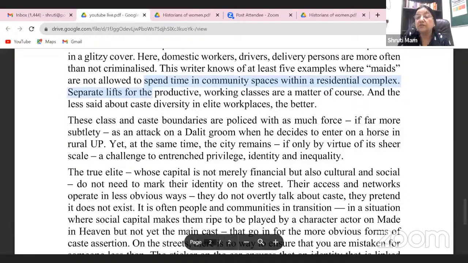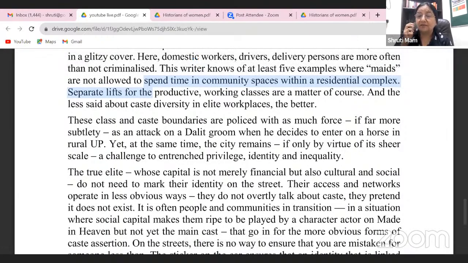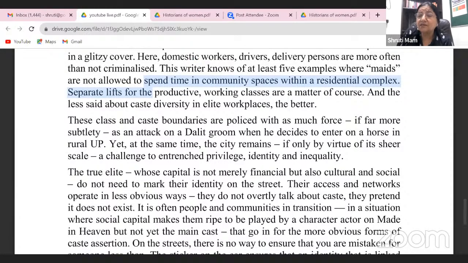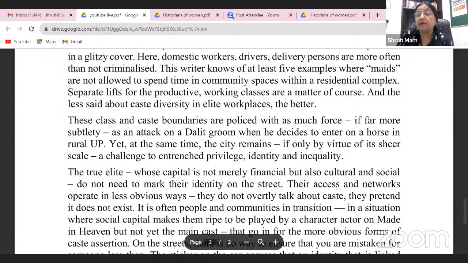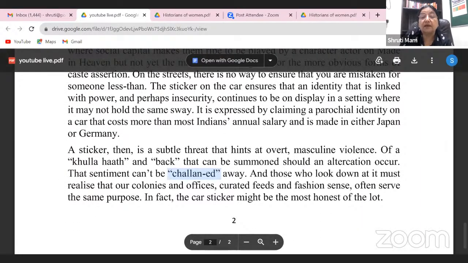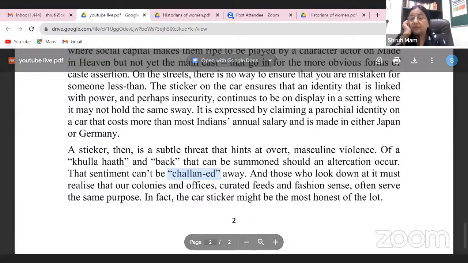Then he says the class boundaries are enforced with so much force. Then he gives you an example of the lower caste Dalit groom. Then he says these people are pretentious. They think caste does not exist, but it exists. It often affects people in communities in transition, in a situation where social capital makes them ripe to be played by a character actor or made in heaven. Then clearly, those who look down on it must realize our colonies and offices, curated feeds and fashion often serve the same purpose. They are also serving.